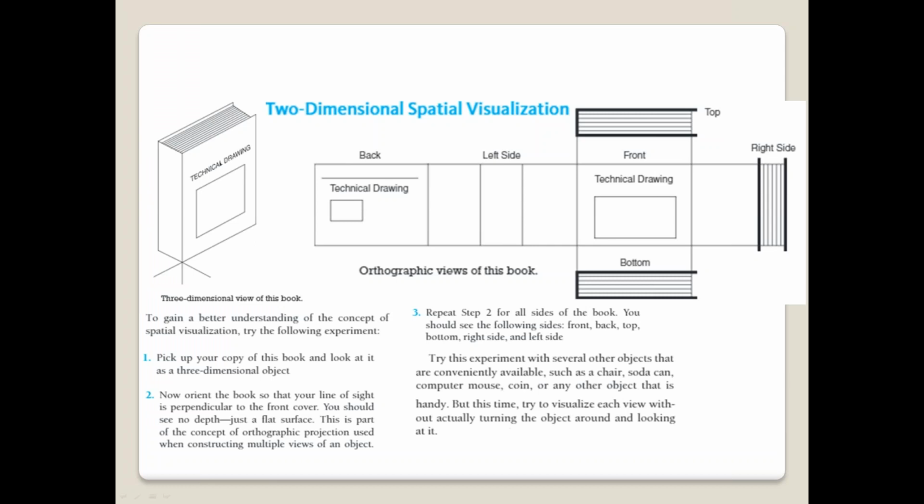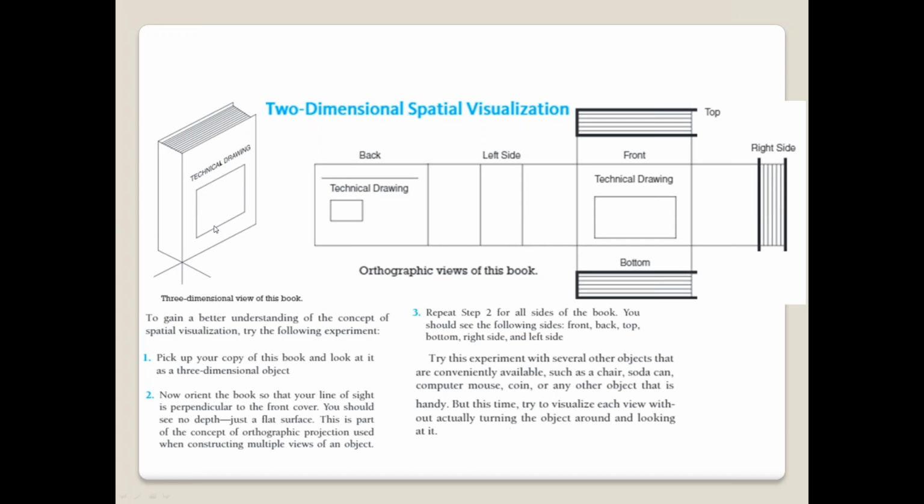Now let's look at an example here, two-dimensional spatial visualization. Let's say you take any book, and this book happens to be this textbook here. If you put it exactly perpendicular to the front cover, you should see no depth. On the other hand, if you twist it at an angle and place it this way, you're going to see the depth and the height and the length and so on and so forth.